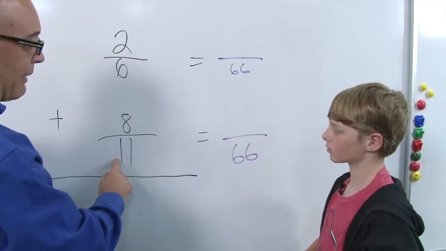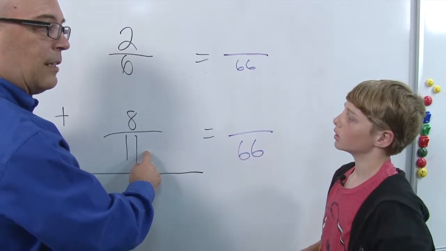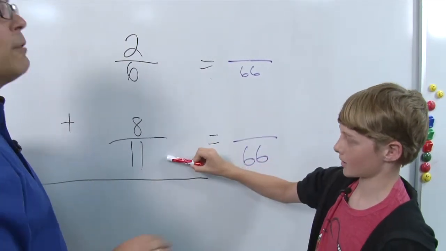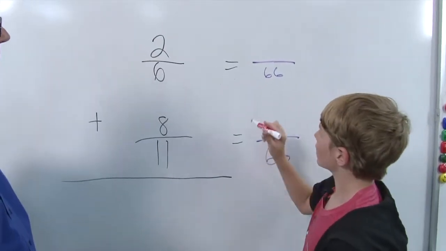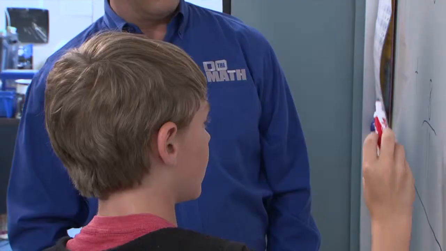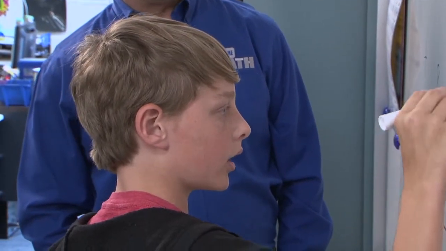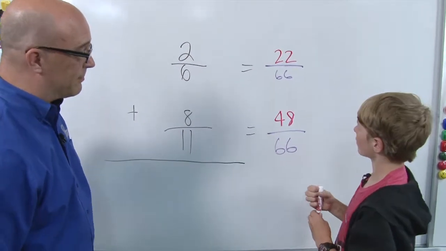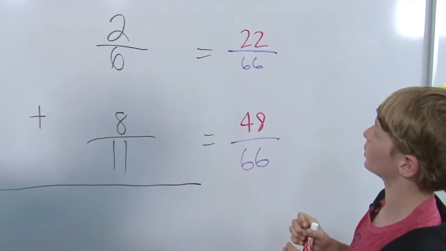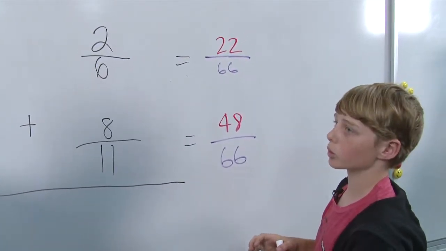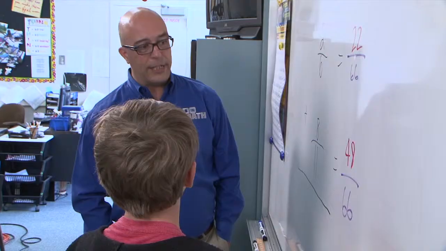This will multiply by 11 to get to 66. If we multiply 11 times 11, what would we get? Oh, so this would be by 11, this would be by 6. Perfect. Let's go ahead and do that. 2 times 11 is 22, and 8 times 6 is 48. What is the next step? Then the next step would be to add them, and afterwards we would reduce them. Let's add them first.